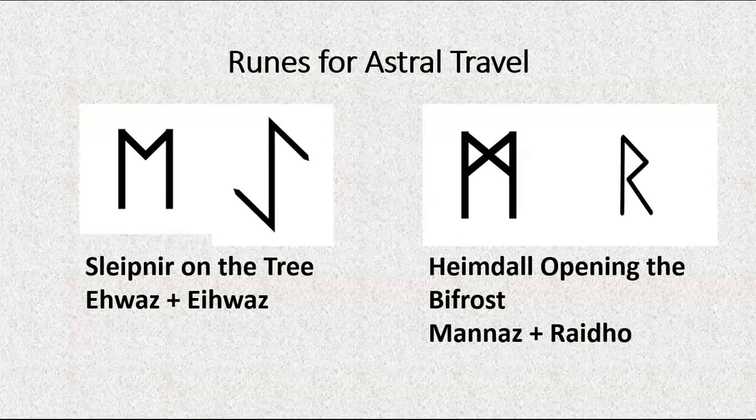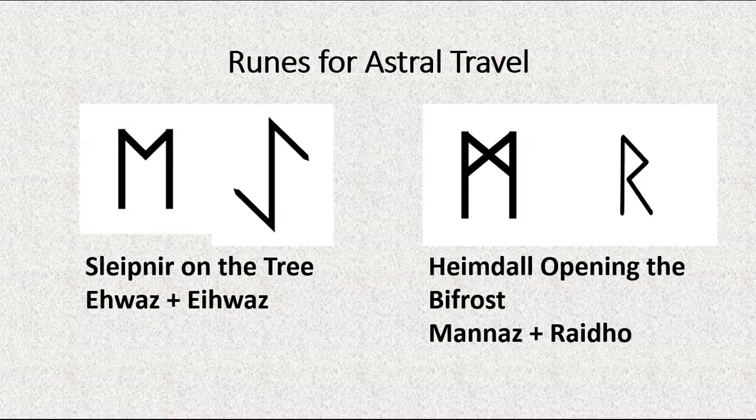And then Eihwaz is for Yggdrasil, the world tree. So you use this as part of a meditation, where you call upon Ehwaz for Sleipnir to act as a guide through the worlds to help you with traveling, and then you use Eihwaz to call upon Yggdrasil to open up the worlds to you through its branches.